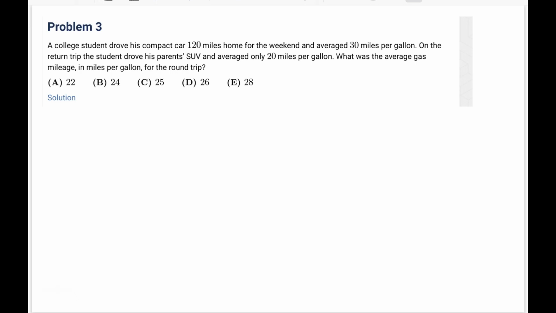Problem number 3. A college student drove his compact car 120 miles home for the weekend, and averaged 30 miles per gallon. So this means that he used 4 gallons. On the return trip, the student drove his parents' SUV and averaged only 20 miles per gallon. So this means he used 6 gallons. What was the average gas mileage for the round trip? So the round trip means that it was 240 miles, and then this over 6 plus 4 gallons, so 10 gallons. This is 24 miles per gallon, so it's B.